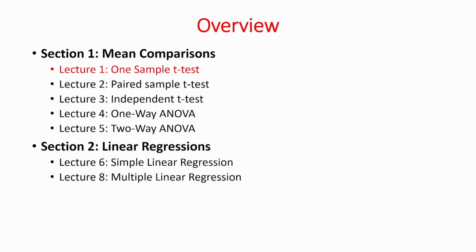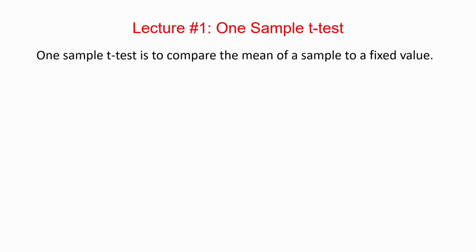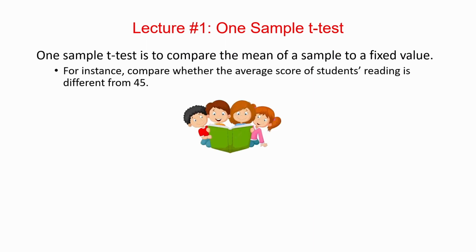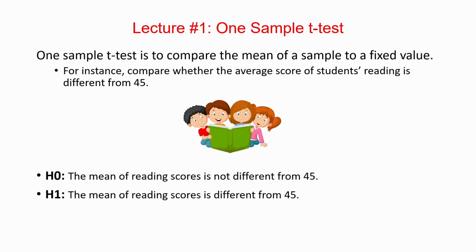So we're going to learn one sample t-test in lecture 1. One sample t-test is to compare the mean of a sample to a fixed value. For instance, we try to compare the average student rating score to see whether it's different from 45 or not. So we predetermine the number 45 and then we do a comparison. For this, we can write down the null hypothesis, which is that the mean of the rating score is not different from 45. In contrast, we can say that the mean of the rating score is different from 45.